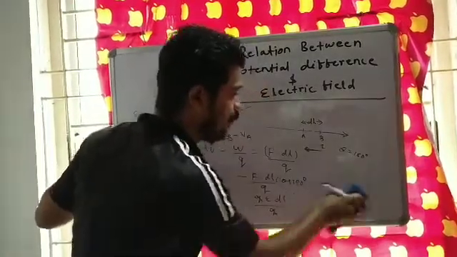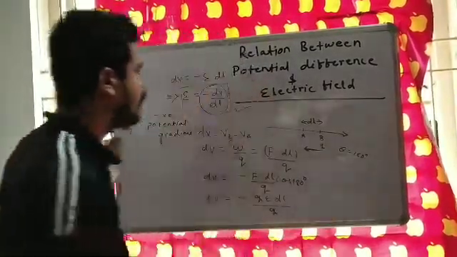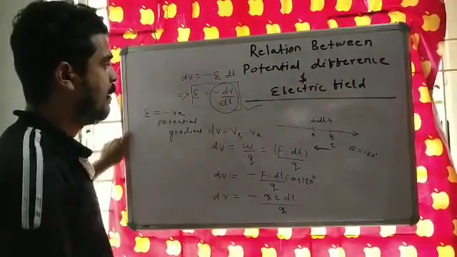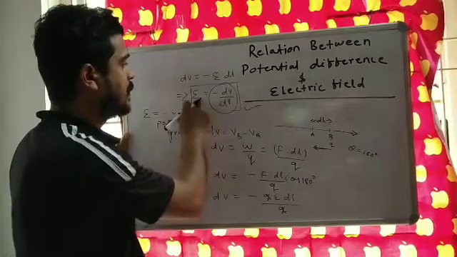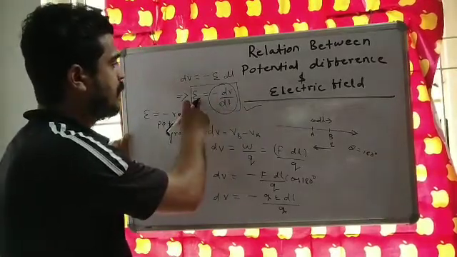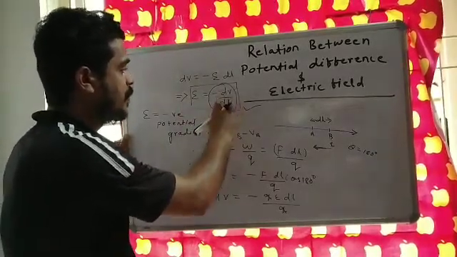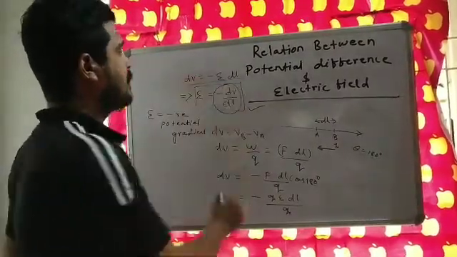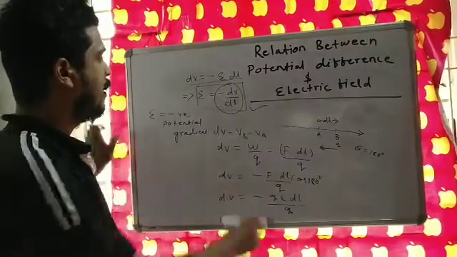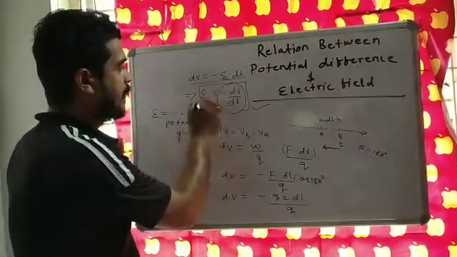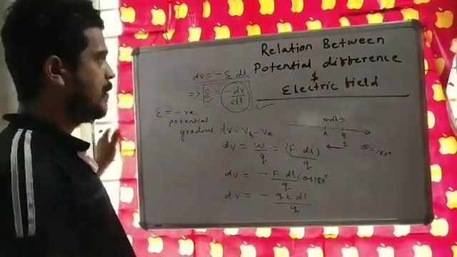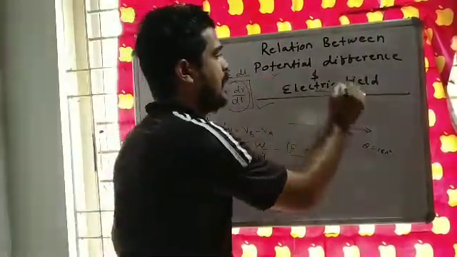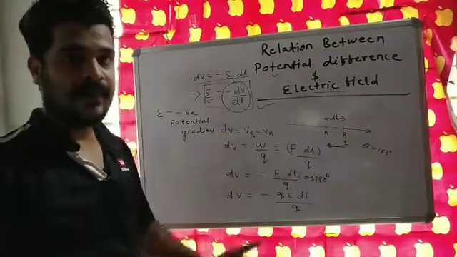Basically you need to remember this formula, because a problem may ask you to find the electric field. If they give the electric field and the distance, they will ask for dV. In this case dV equals the electric field multiplied by the distance. If they give dV and dl, they can ask for the electric field. So this is the basic relation between potential difference and electric field, which is very important.